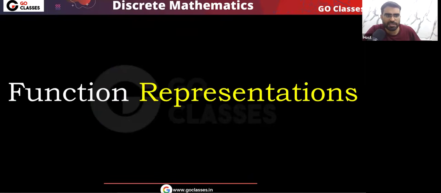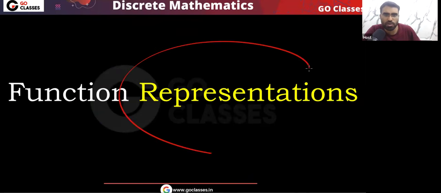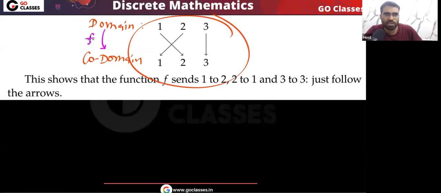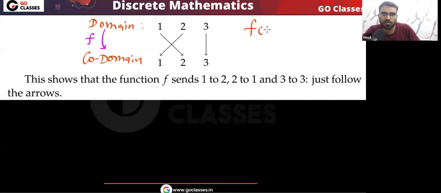Okay. Now let's see what are function representations. What are different representations of a function? The same function you can represent in many different ways. Now we will see those representations. For example, consider this function. This domain is given to you, that is 1, 2, 3, and codomain is given to you, that is 1, 2, 3. So this is a function f from domain to codomain. Now, this representation we have already seen: what is f(1)? If I ask you, what will be f(1)? The image of 1 will be 2. The image of 2 will be 1. And the image of 3 will be 3. Okay, so this is one representation of function f.